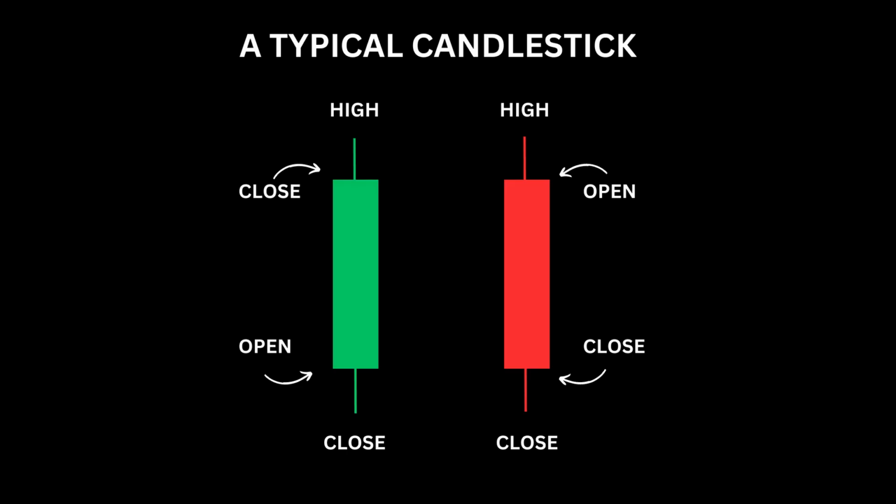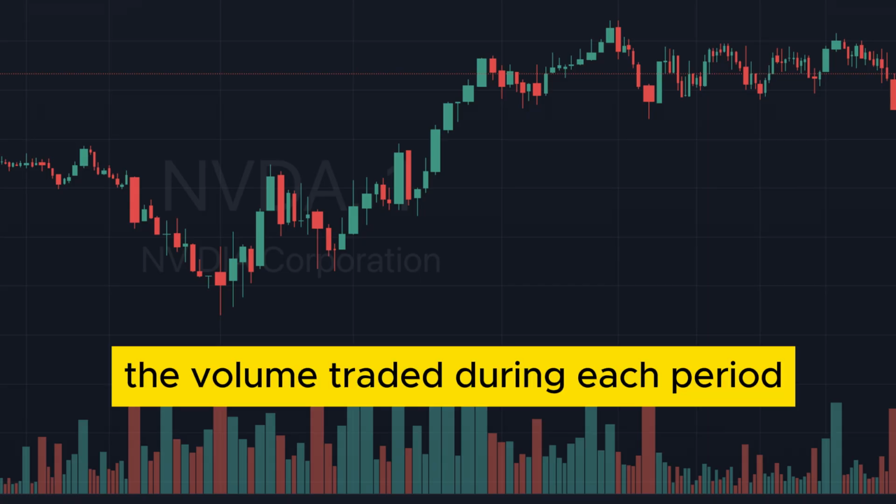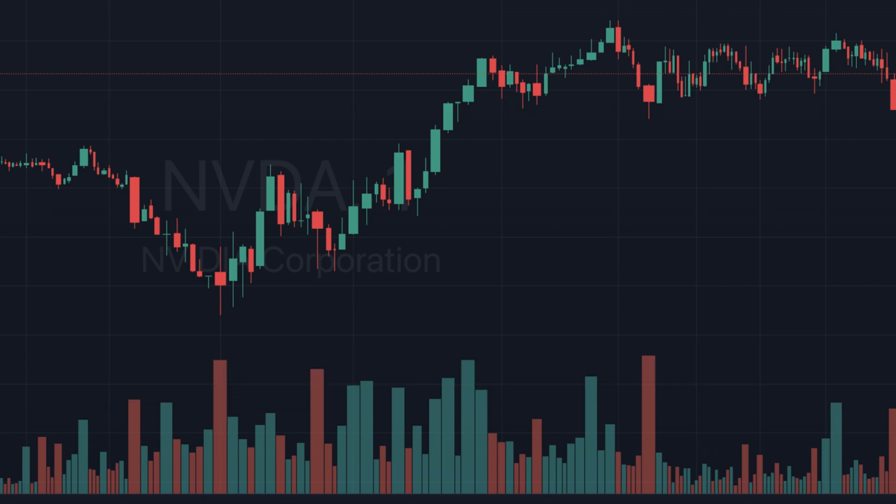Today I want to share with you a new feature on TradingView. It's volume candles. Volume candles are a unique type of chart, unlike traditional candlesticks, which only show open, high, low, and close prices. Volume candles incorporate the volume traded during each period directly into the candle's appearance. This gives traders a clear picture of the relationship between price movements and trading volume.